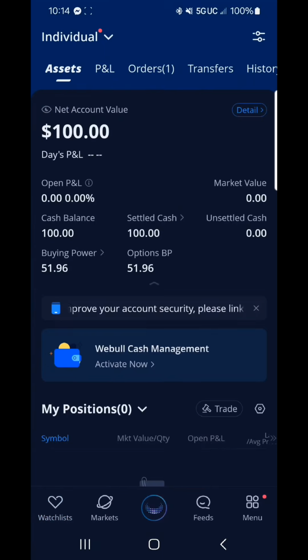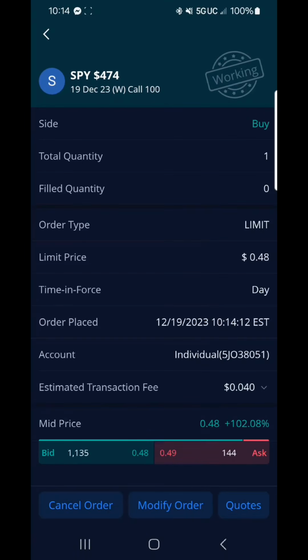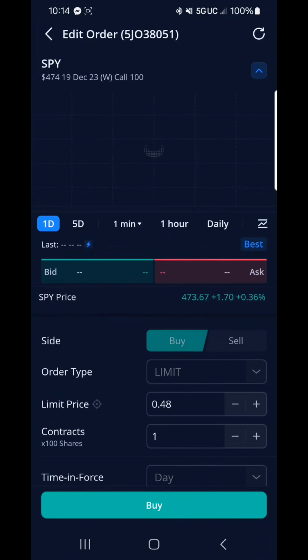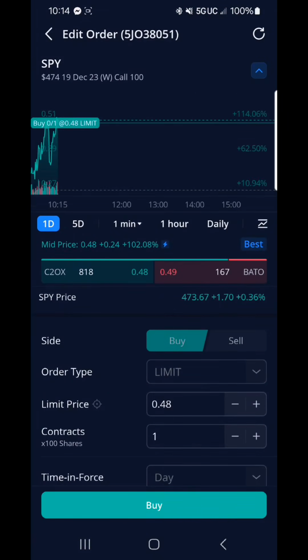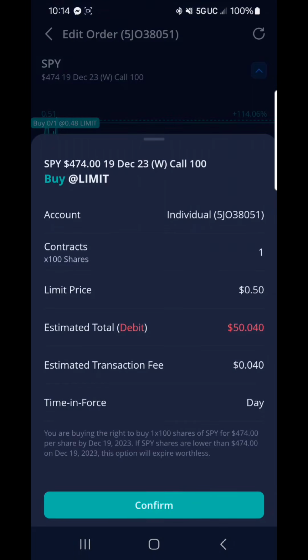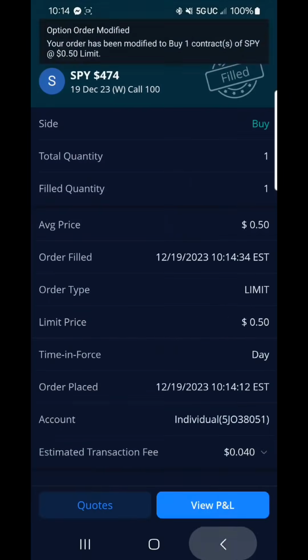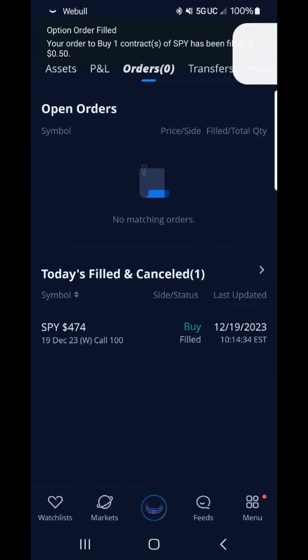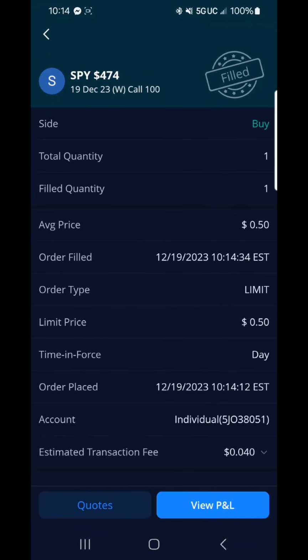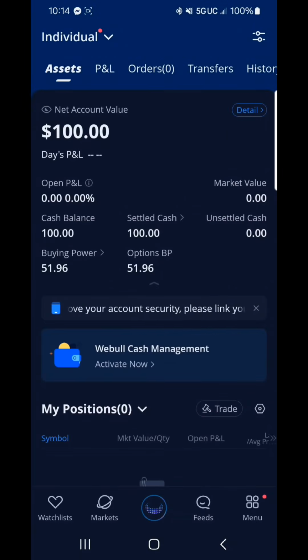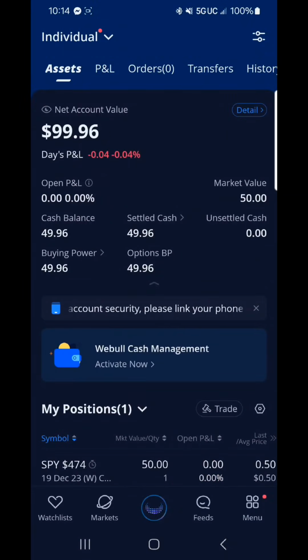Let's see here. Did not get filled, so you have to go over to orders and modify the price. See why it didn't get filled. I'm at the mid price, that's why. Now it's 50. Alright, I'll pay 50. I'll modify my order to 50. That's probably as high as I want to go on this one. Let's see if that gets filled. Alright, it did. So now I'm in the trade.